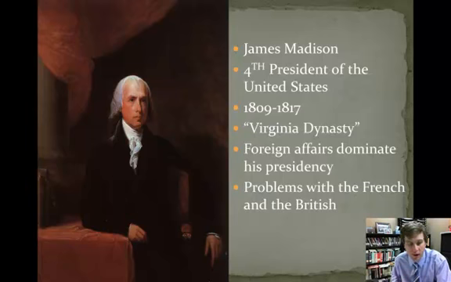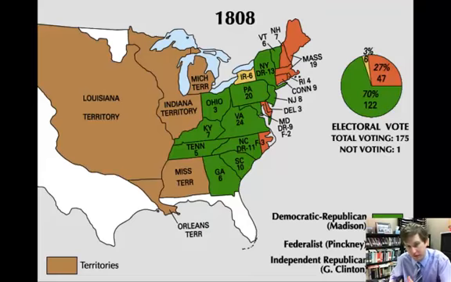And foreign affairs are going to dominate Madison's presidency. And generally these are things that are held over from the first 3 administrations, problems with the French and the British. So nothing has changed. Both those major powers are still causing problems for the United States, and eventually this is going to spill over into war. So here's the election of 1808.